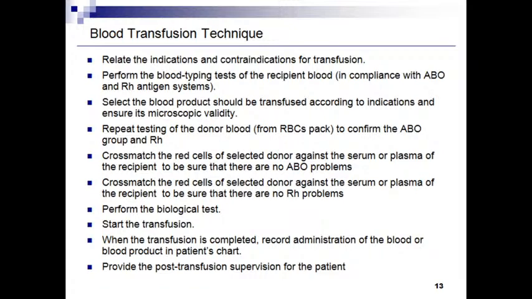Next, we should repeat testing of the donor blood from the RBC segment to confirm the ABO group and Rh, Rhesus factor. Cross-match the red cells of the selected donor against the serum or plasma of the recipient to be sure that there are no ABO and Rhesus problems. Next, we should perform the biological test and we can start the transfusion. When the transfusion is completed, we should record the administration of the blood or blood products in the patient's chart and provide post-transfusion supervision for the patient.